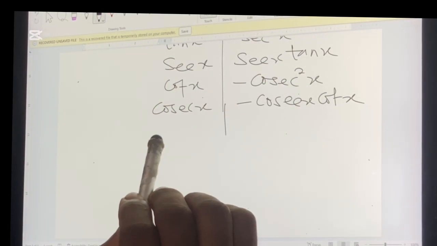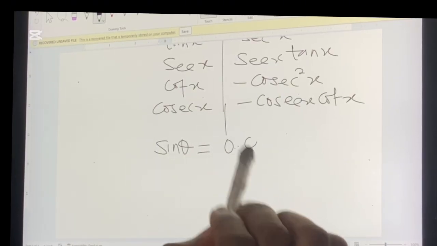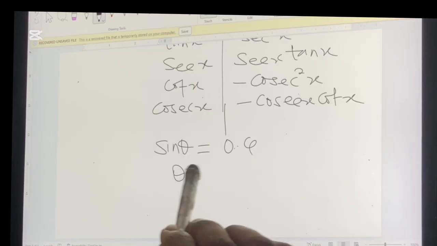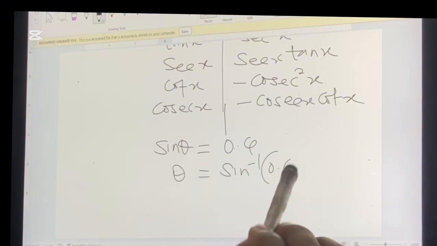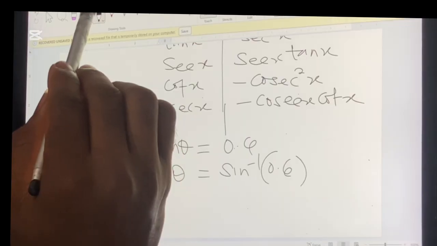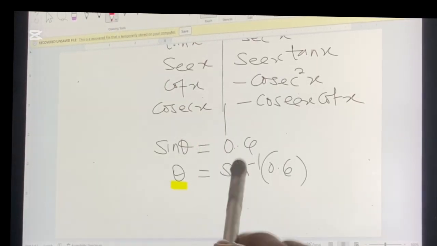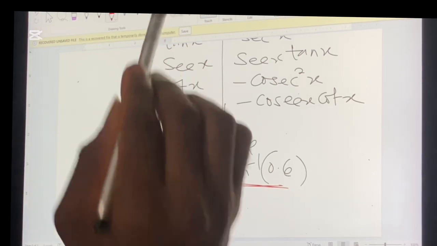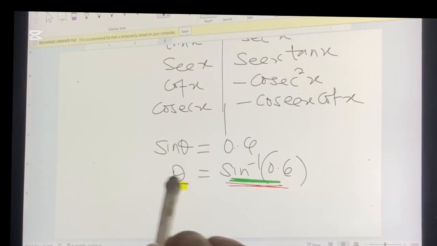Remember, if I have sine theta equal to 0.6, theta will be equal to sine inverse of 0.6, meaning that this part here is equal to this part here, or this part here is equal to this part here. Please take note.